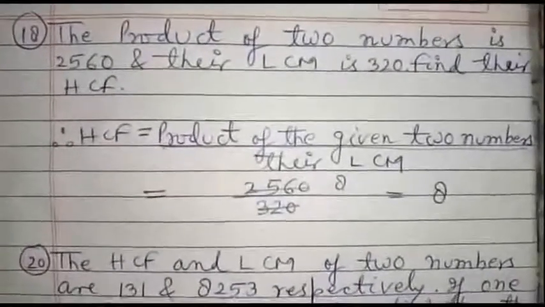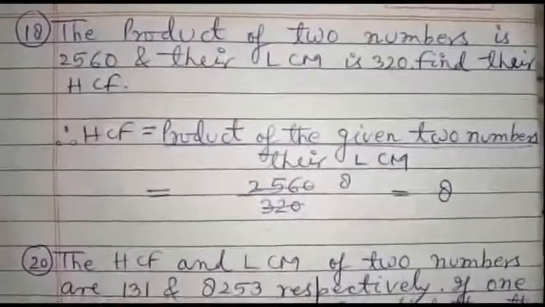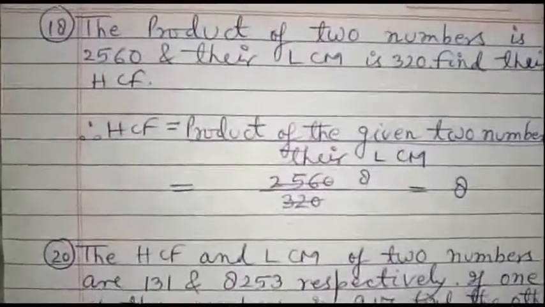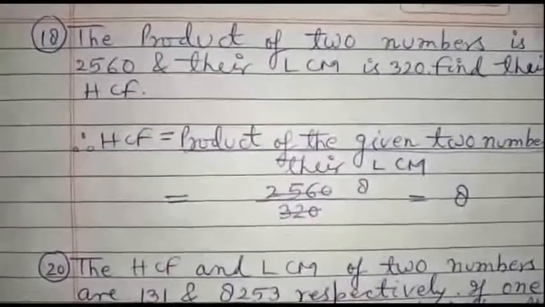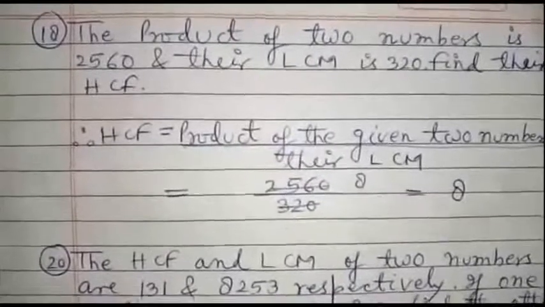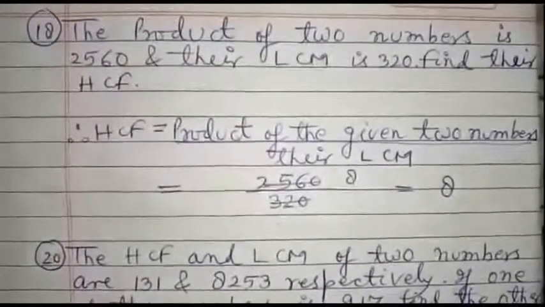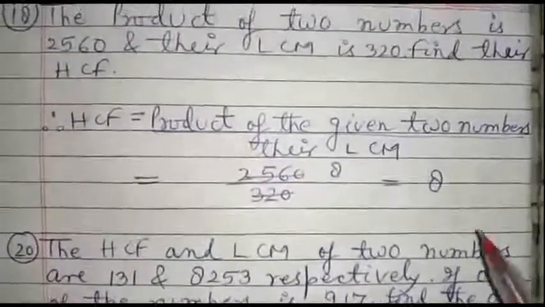The product of two numbers is 2560 and their LCM is 320. Find their HCF. As we know the formula for HCF, therefore HCF will be product of the given two numbers upon their LCM. So they have given 2560 upon 320. 320 eights are 2560, so HCF is equal to 8.